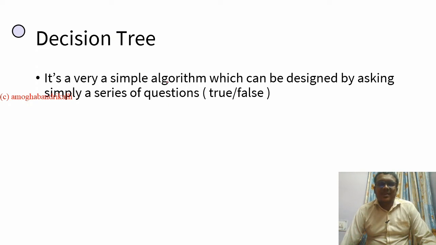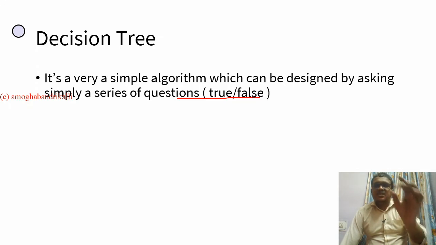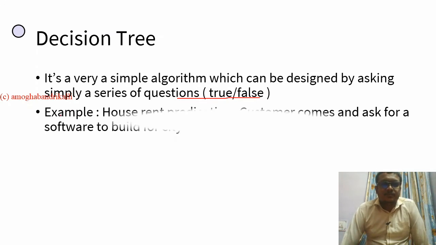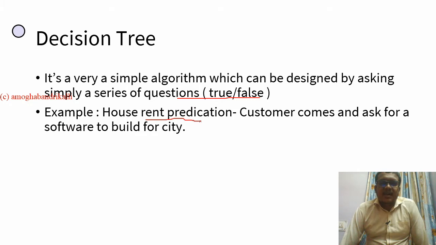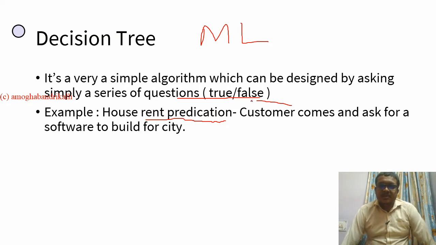Decision tree is a very simple algorithm which can be designed by asking a series of questions. I have been talking about the series of questions, which generate true and false. For example, if you are an ML engineer in a company, and a customer comes and asks for software to build a house rent prediction for some city, in order to do this you need to consult some of our experts.